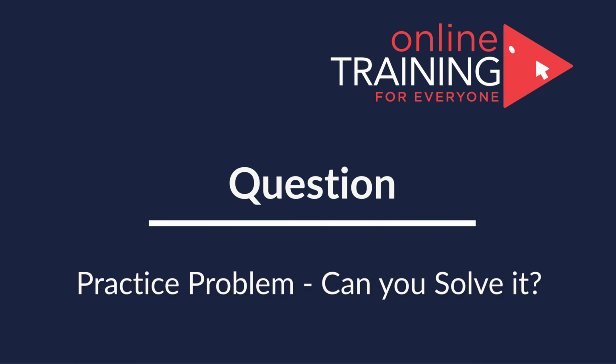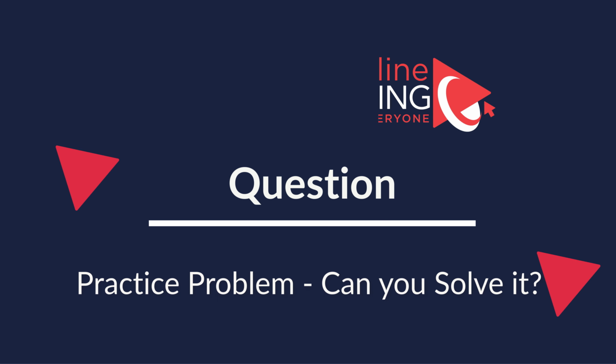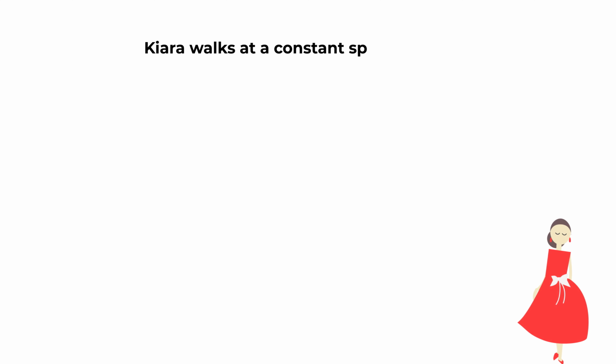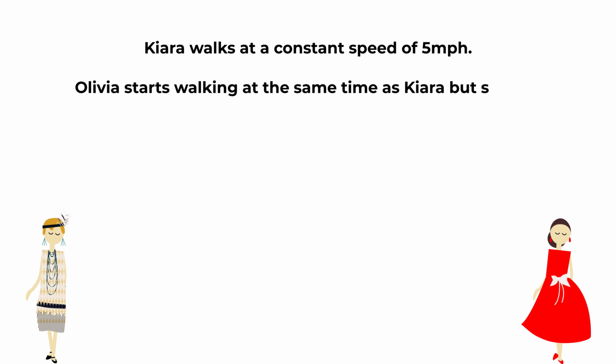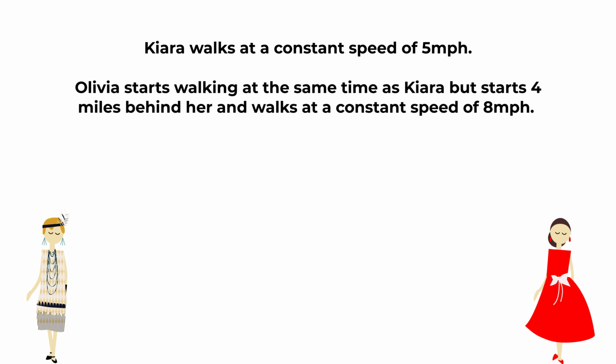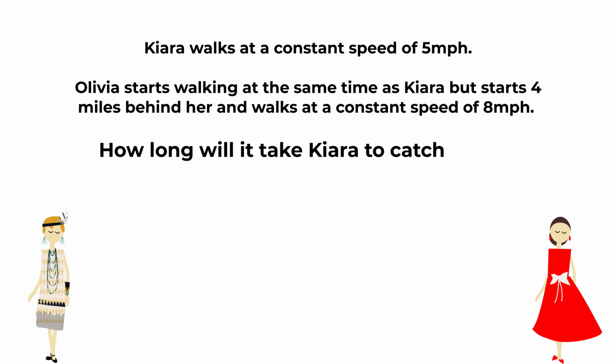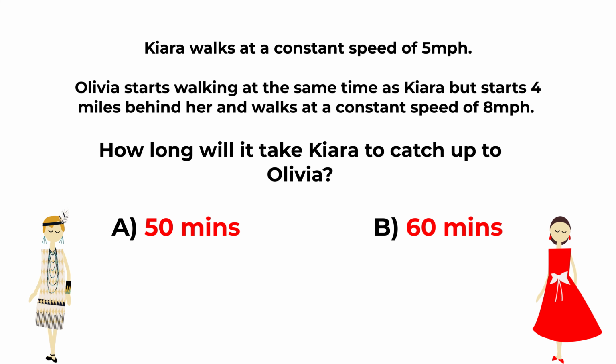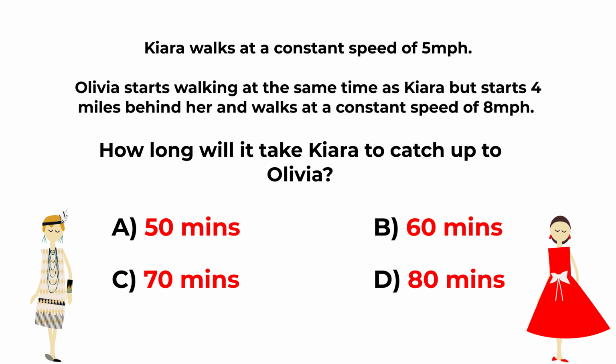Here's the practice question for you. Kiara walks at a constant speed of 5 miles per hour. Olivia starts walking at the same time as Kiara, but starts 4 miles behind her and walks at a constant speed of 8 miles per hour. How long will it take Olivia to catch up with Kiara? And you have 4 different choices. Choice A, 50 minutes. Choice B, 60 minutes. Choice C, 70 minutes. And choice D, 18 minutes.